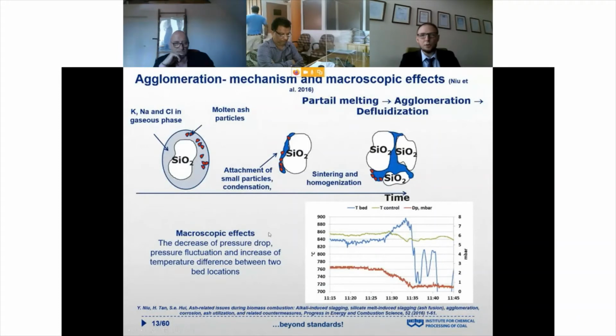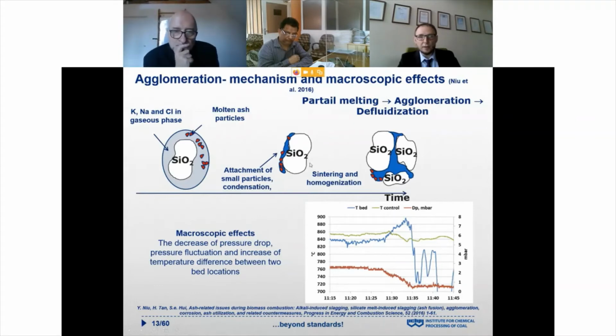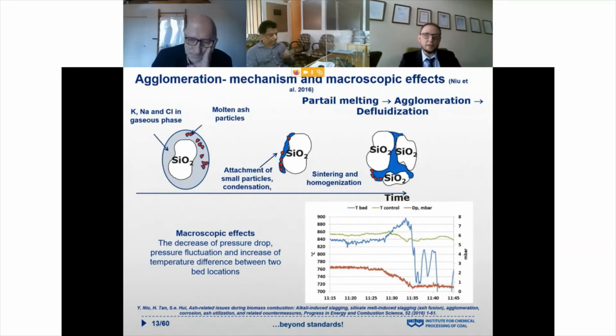It was the cold model, but what happened in the real boiler? If we have a bed made of silica sand, as you know, this gaseous phase, sodium, potassium, chlorine, can surround the particles of the bed. Also, the molten ash can exist just nearby the bed. And the next step is the condensation. As you already know, this gaseous phase can condense on the bed particles, and after that, this condensate mixing of the sodium, potassium, chlorine and the ash can create some sticky layer, and bigger particles are created. So this is why the fluidization is not possible.